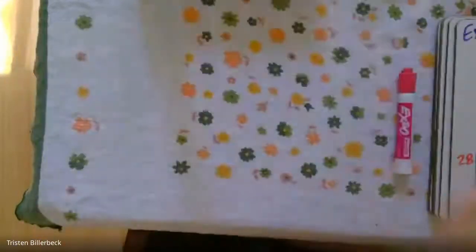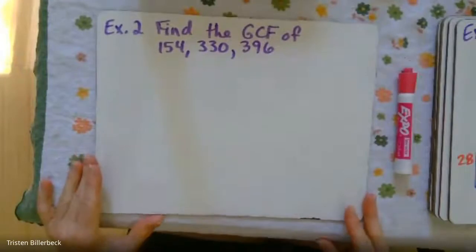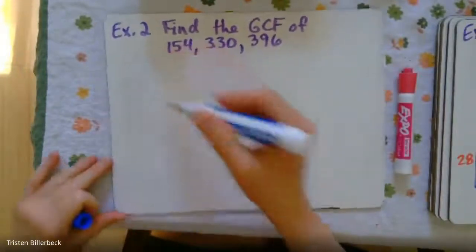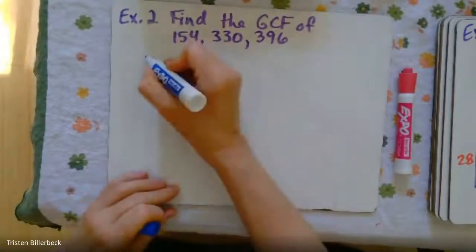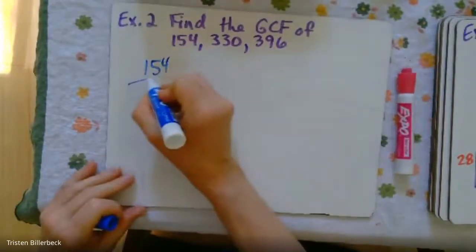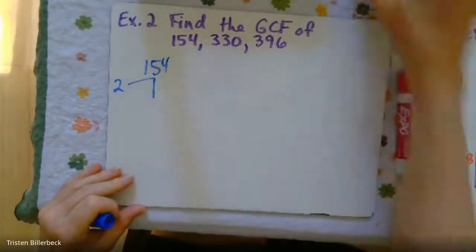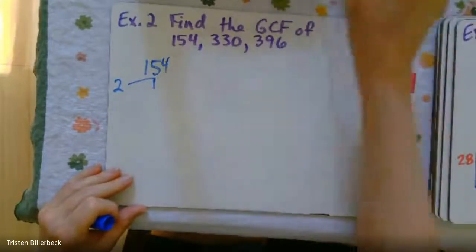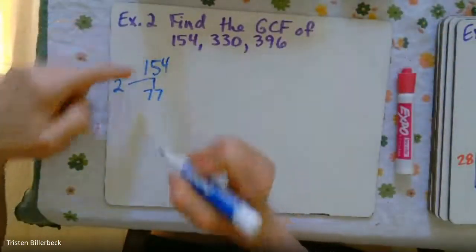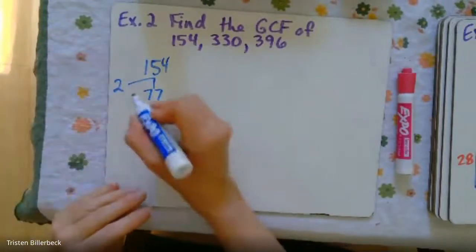All right, let's try a different one. First we're going to factor 154. It's divisible by 2 because it ends in an even number. I'm going to save a lot of room here. So we have 7 and 7. So 7 times 2 times 77 is 154.